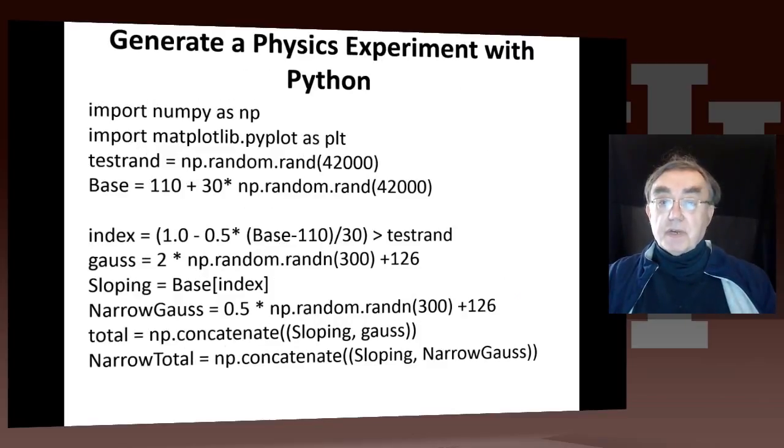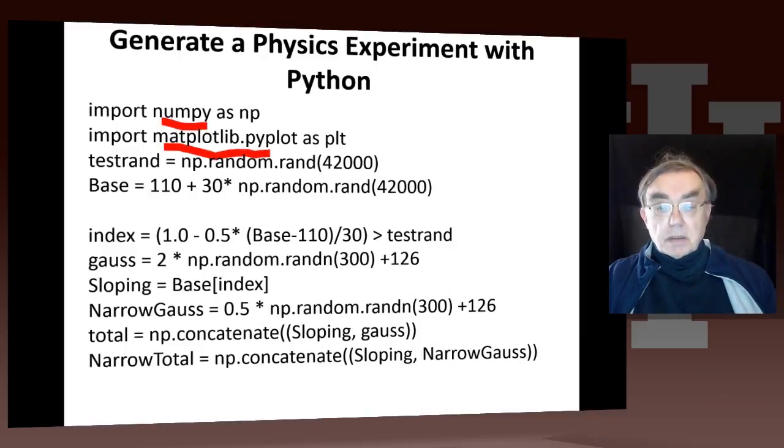So here we have our first Python, which is simulating what an experiment might see. We have to use NumPy. We want to have matplotlib to plot it. We need some random numbers because we're using Monte Carlo. We're generating a random number between 110 and 140. That's this thing here. My base starts with 110. That's 30 times the default random number, which is uniform between 0 and 1.